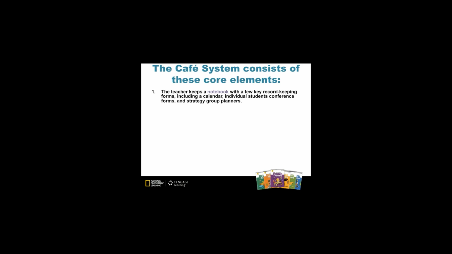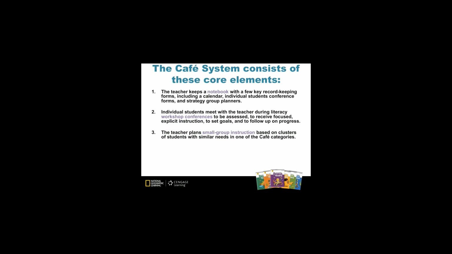The core elements of CAFE are 1. The record-keeping notebook, 2. Conferencing with individual students, 3. Small group instruction, and 4. Whole group instruction. Daily 5 is mainly what students do. CAFE is what teachers do.